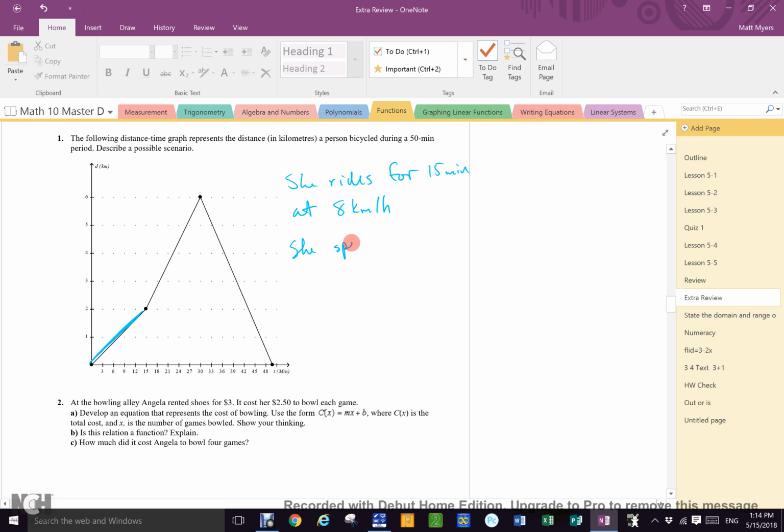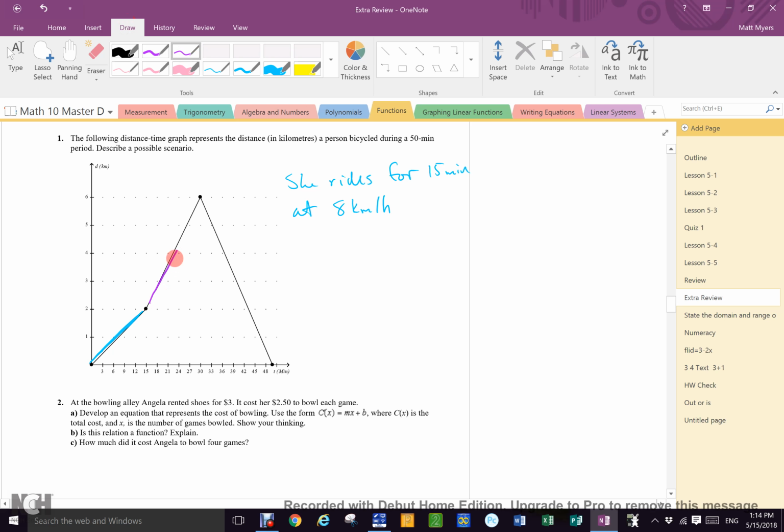She speeds up. Oops, sorry, I'll change color. You've already seen this one anyway. Purple part. She speeds up for, what is that, 15 to 30. And she travels 4 kilometers, so she speeds up for 15 minutes to 16 kmh.